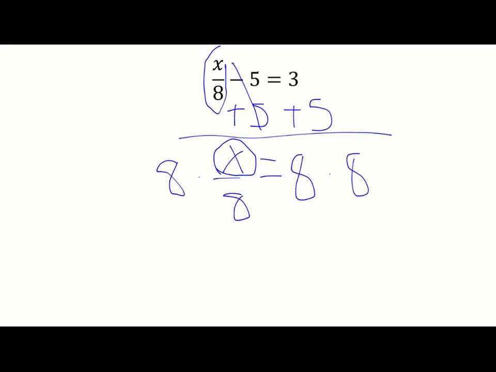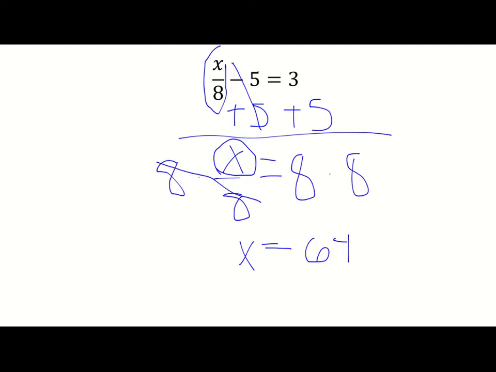When I multiply by 8, the multiplication and division cancel each other out, so I'm left with x equals, and 8 times 8 is 64. So for this problem, x equals 64.